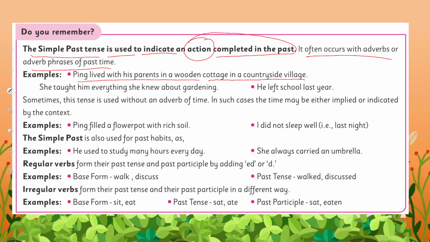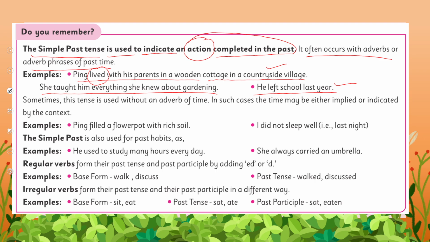Now, in this sentence in which we used simple past tense, you can clearly see the form of verb used, and also we told about the place where it happened, and we added an adverb phrase of the past time. So, she taught him everything she knew about gardening. Now, this one does not have any adverb or adverb phrase. It's just a simple past tense. He left school last year. Now, this one has an adverb of time, which is telling us that it happened last year.